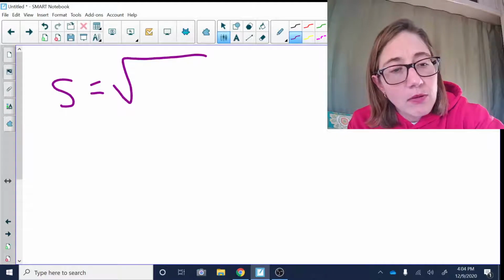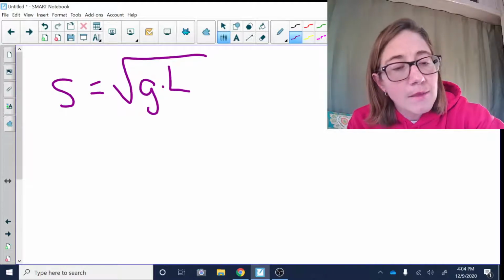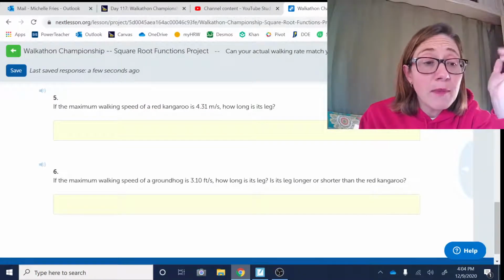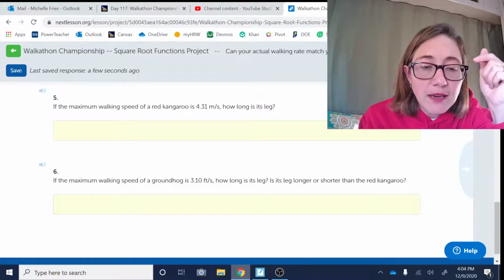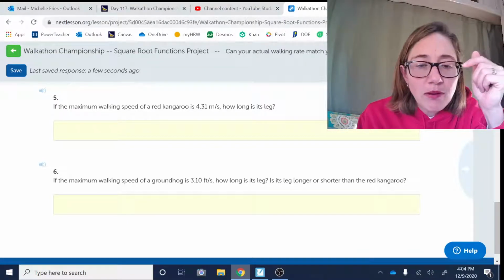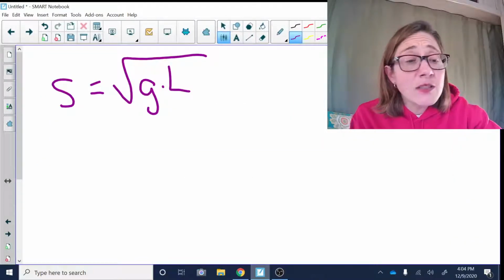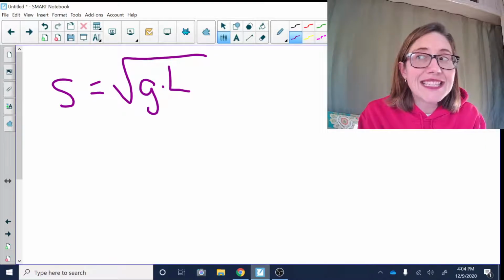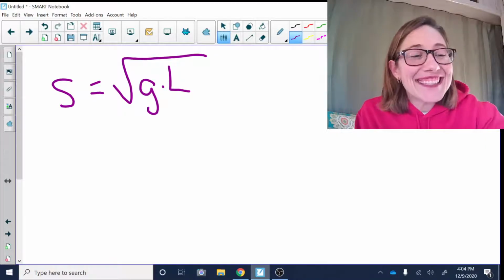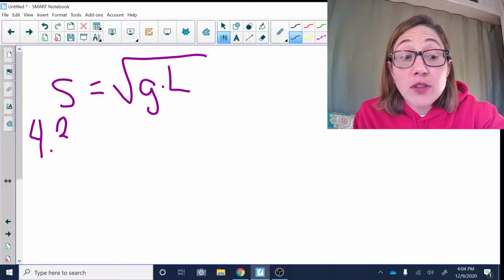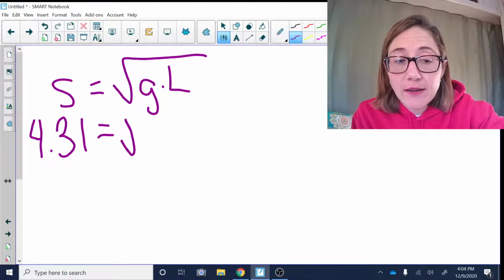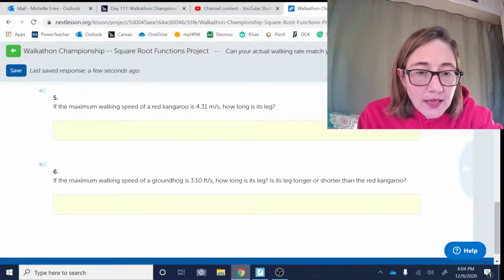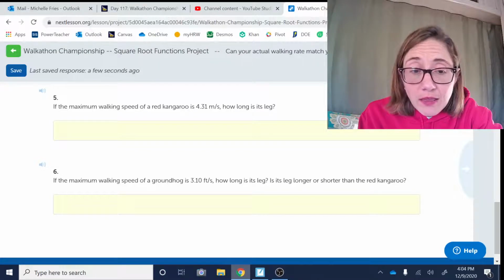S equals the square root of G times L. Now, in this problem, if you notice, it's giving me something different. So I'm looking at number 5. It says that the walking speed of this red kangaroo is 4.31 meters per second. That's its walking speed. Which letter on here, the S or the G or the L, had to do with walking speed? Yeah, that's the S. So that 4.31 goes over here. All right, it's a little different. And it wants to know what the leg length is.